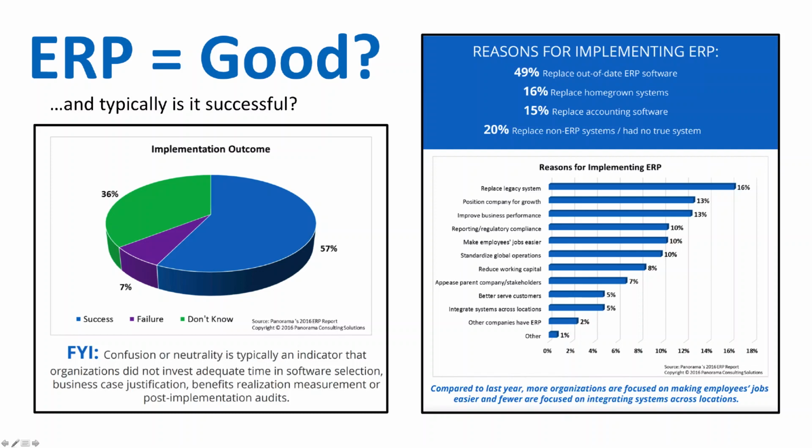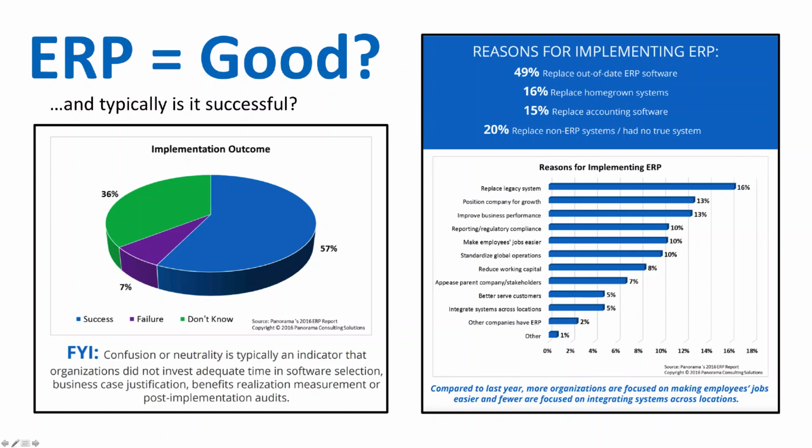So reasons for implementing ERP: 49% replace out-of-date ERP software, 16% replace homegrown systems like spreadsheets and cobbled together coded systems, 15% replace accounting software, 20% replace non-ERP systems or they had no true system. But by far the biggest is replacing a legacy system.